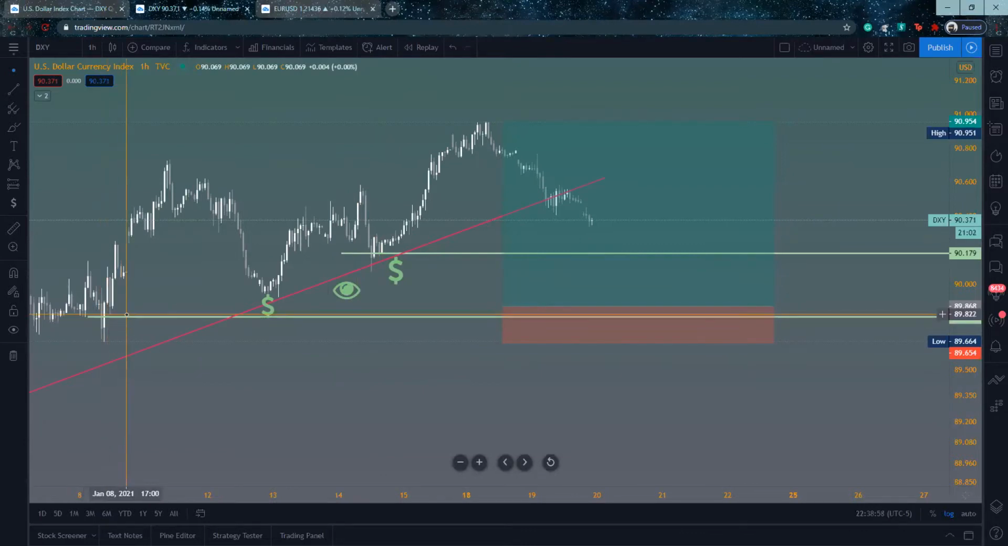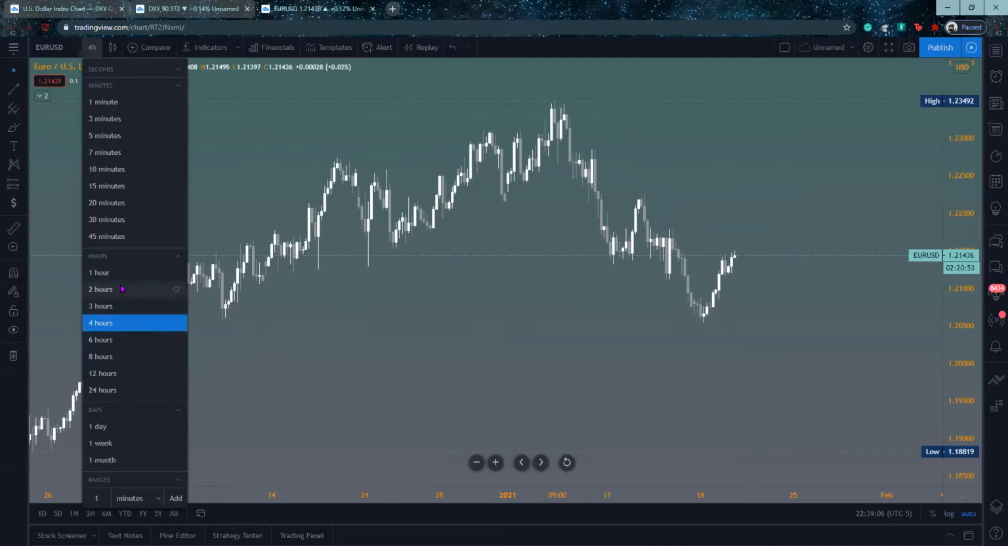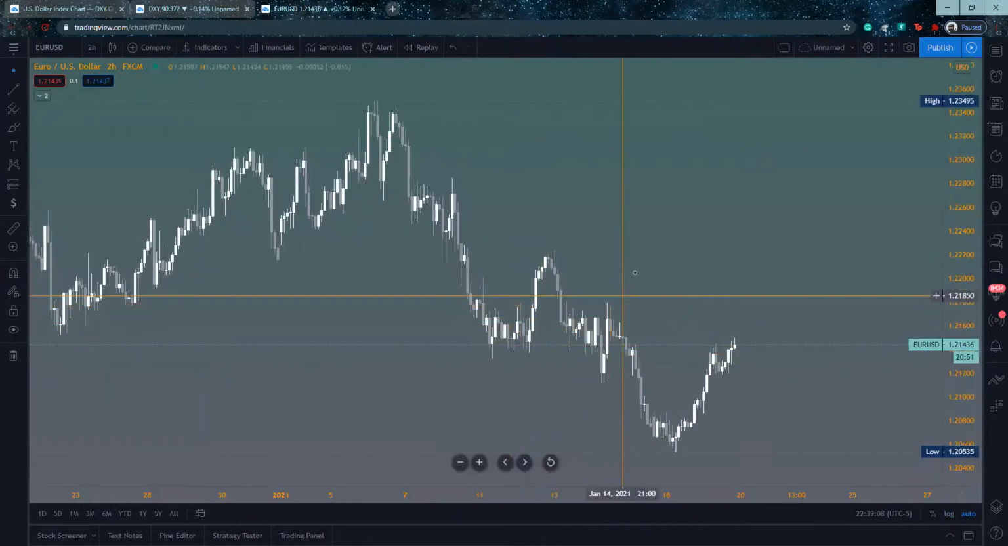Well, I'm going to take this point of interest in mind, and I'm going to see if I can find a similar point of interest on lower time frames as well. Let's go to the 2 hour and let's see what's going on.